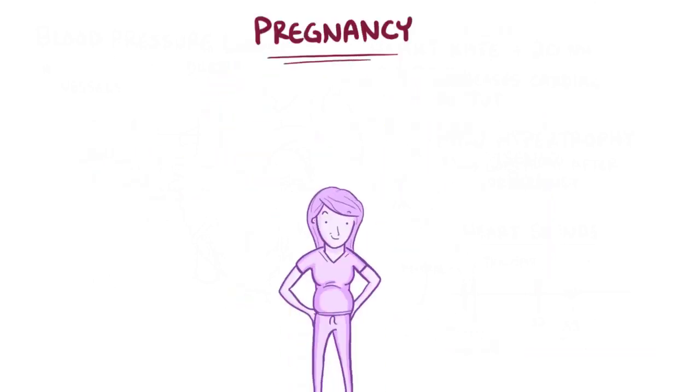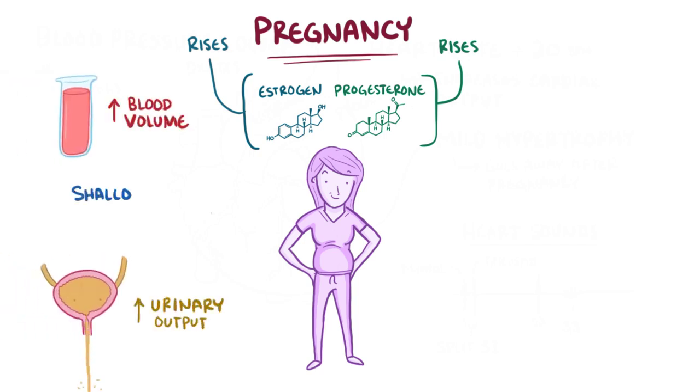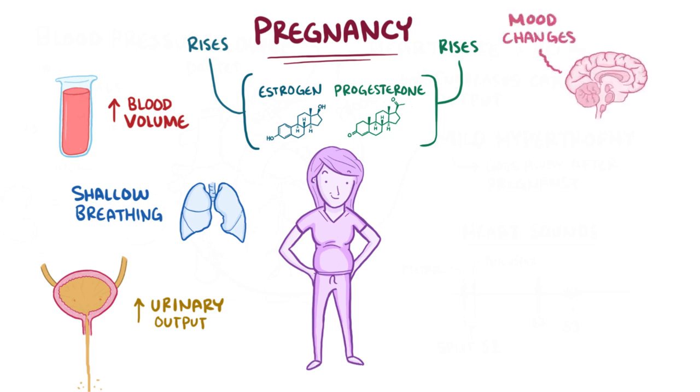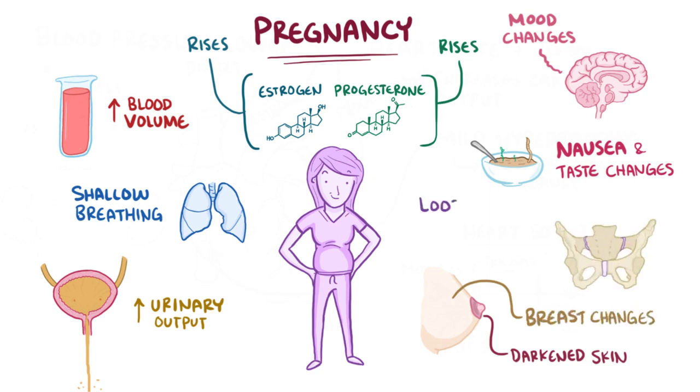Alright, as a quick recap. During pregnancy, both estrogen and progesterone rise, which causes a number of changes in nearly every organ system. There's an increase in blood volume, increased urinary output, shallow breathing, mood changes, nausea and changes in taste, darkening of the skin, breast changes, and loosening of the ligaments, all of which help prepare for the delivery of a healthy baby.